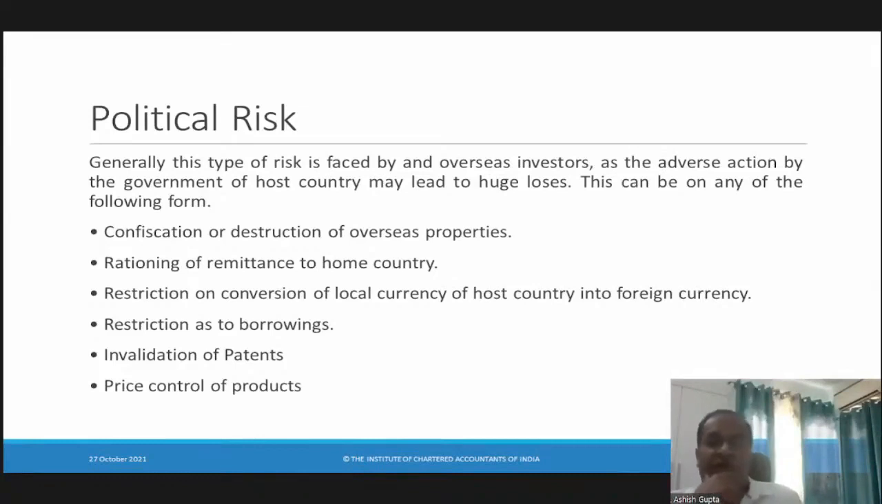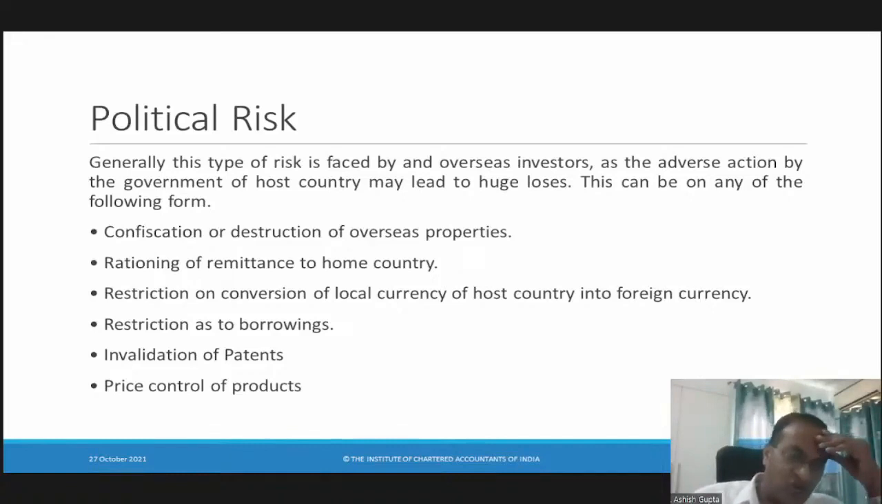Restriction on the conversion of the local currency of the host country into foreign currency. If an MNC comes here, it converts foreign currency into local currency and starts its business. Once they earn the profit, they will prefer to convert the local currency of the host country into their own currency. It may be possible that the government puts a restriction on this.